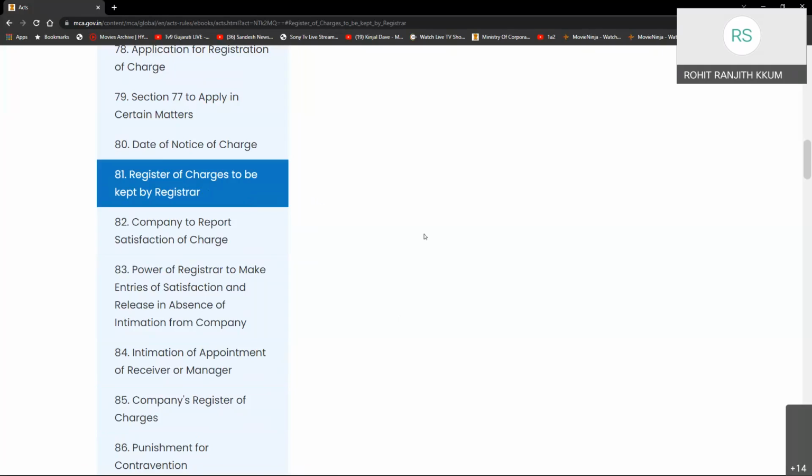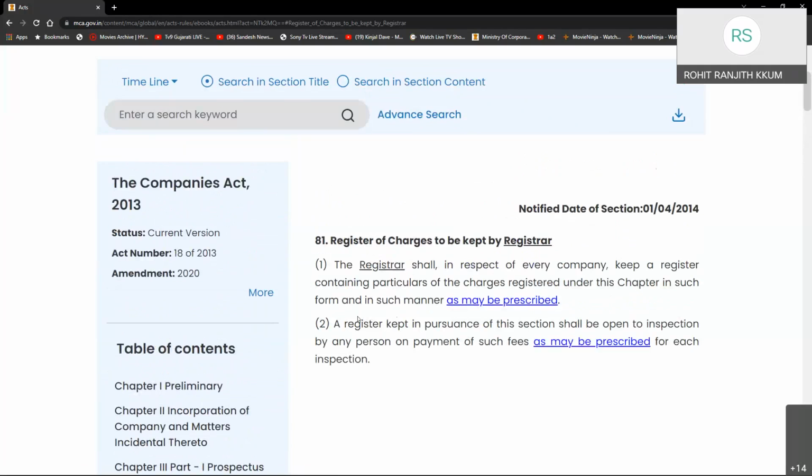Let's look at the contents under section 81. Just two paragraphs are there. It is the power given to the registrar that it shall keep a register in respect of every company, with particulars of the charges registered under this chapter in such a form and manner as may be prescribed. So the provision is very easy. It says that the registrar will keep the register, but that register will contain the particulars as per the rules as may be prescribed.